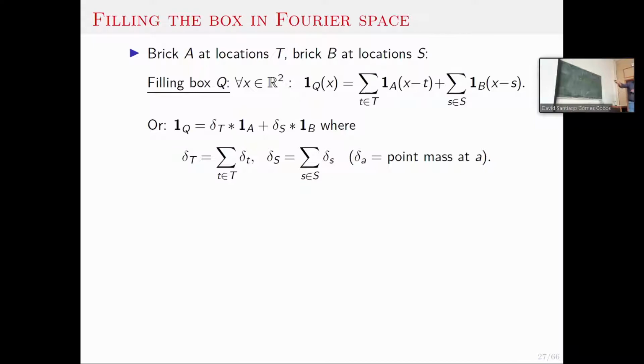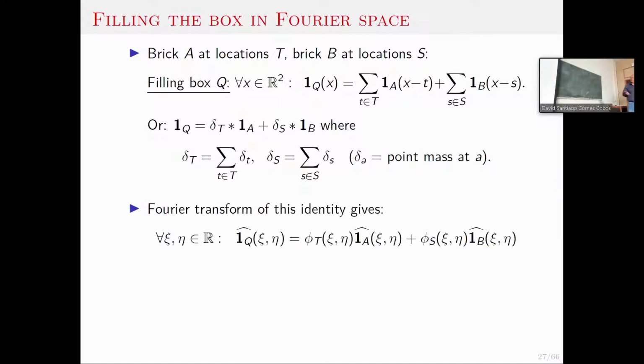And then this condition can be rewritten as a convolution. So the function 1_Q is a convolution of delta_T with 1_A and delta_S with 1_B. And whenever you see a convolution, what do you do? Take Fourier transform. So if you take Fourier transform, you will get the Fourier transform of the big box on the left and a sum. Now this is the Fourier transform of each of the small bricks. The phi_T and the phi_S are the Fourier transforms of delta_T and delta_S.